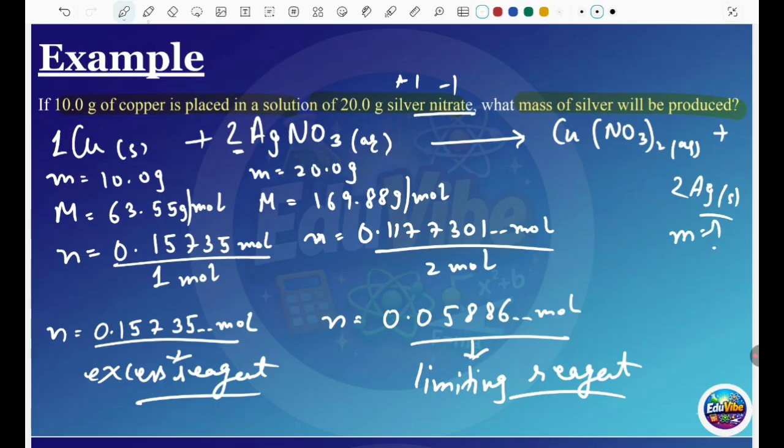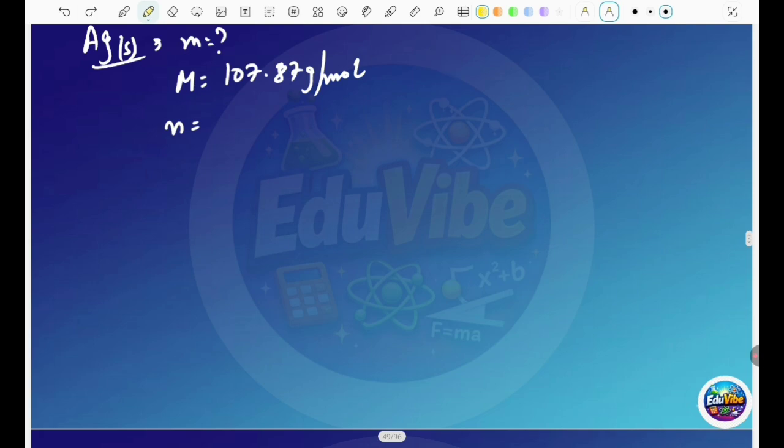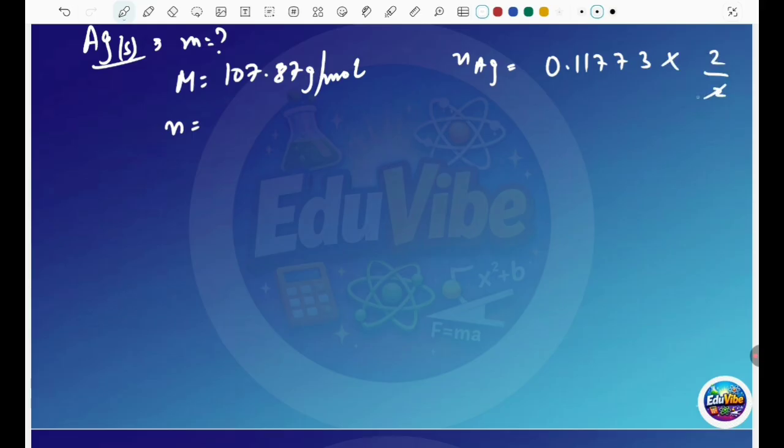You already found this to determine what is the limiting and what is the excess. But you have to use the actual one, like in stoichiometry questions. You have to use the number of moles of the AgNO3 to find the silver's number of moles. So for the n of Ag, 0.11773 multiplied by 2 divided by 2. You will get the same thing, which is 0.11773 moles.